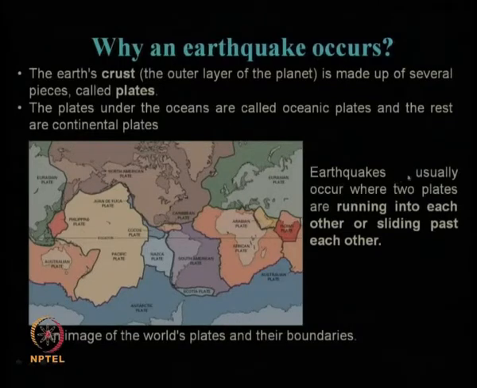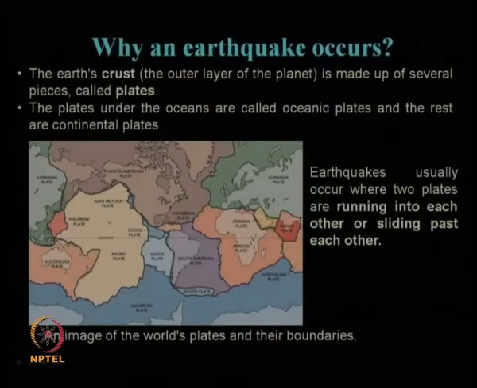Earthquakes usually occur where two plates are running into each other or sliding past each other. What does it mean? As I am showing here, the two plates can move with respect to each other like this, or like this, or one plate can enter into the other plate like this. So, several combinations or individual movements of these plates can create an earthquake.